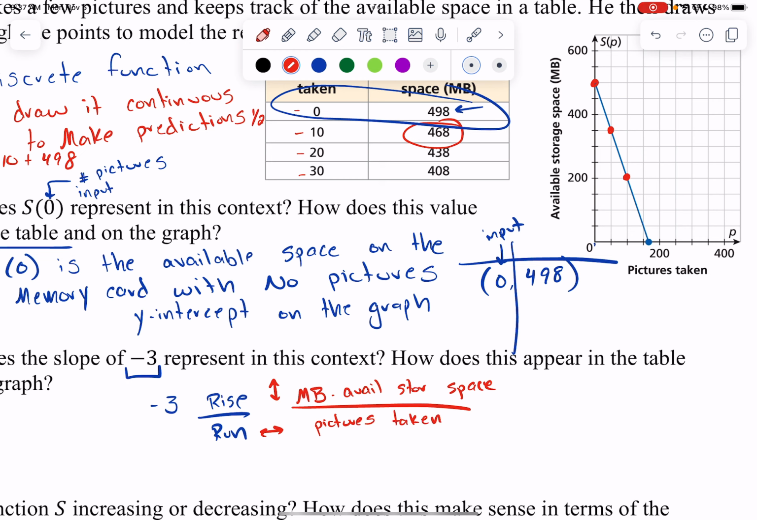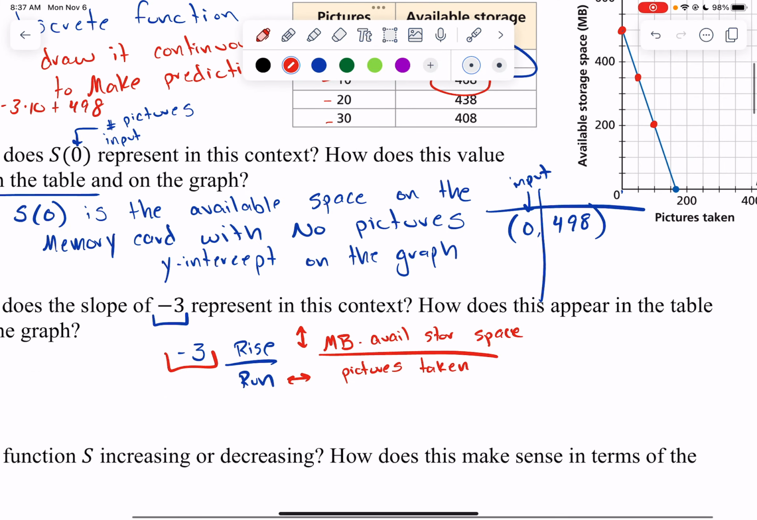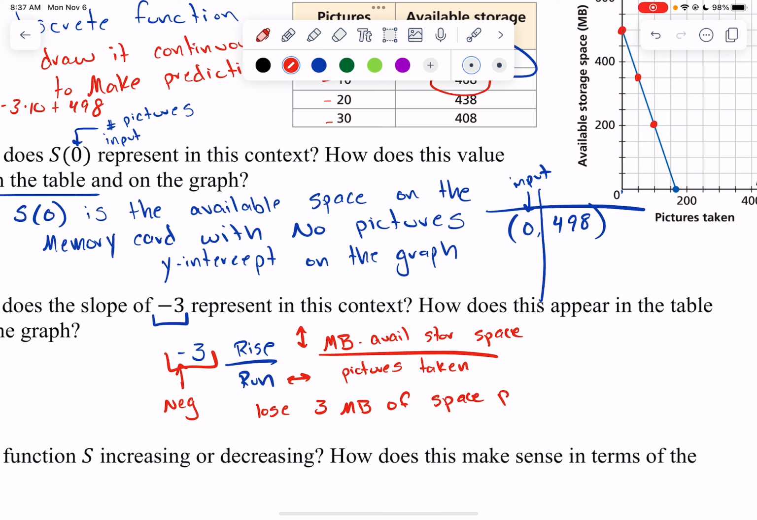So it's a rate, megabytes per picture taken. And since it's going down, I know it's going down because it's negative. This tells me that every picture takes 3 megabytes of space. So basically, I lose 3 megabytes of space per picture. Every picture is going to reduce the amount of storage I have on there. So I lose 3 megabytes of space per picture.